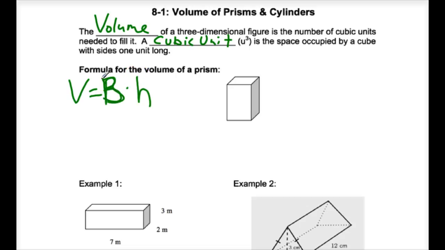There's big B and little b. We're going to use big B for volume. That's all you got. Guys, all prisms, all of them: V equals big B times H. But you got to know what big B is.